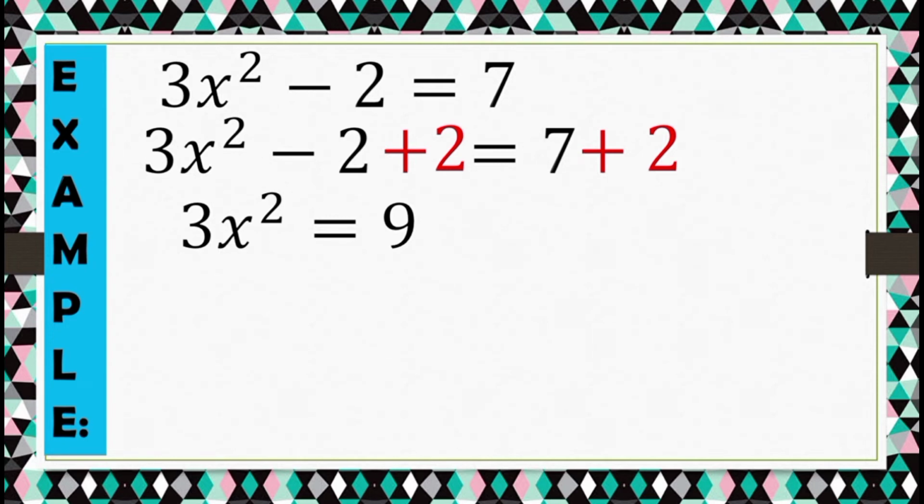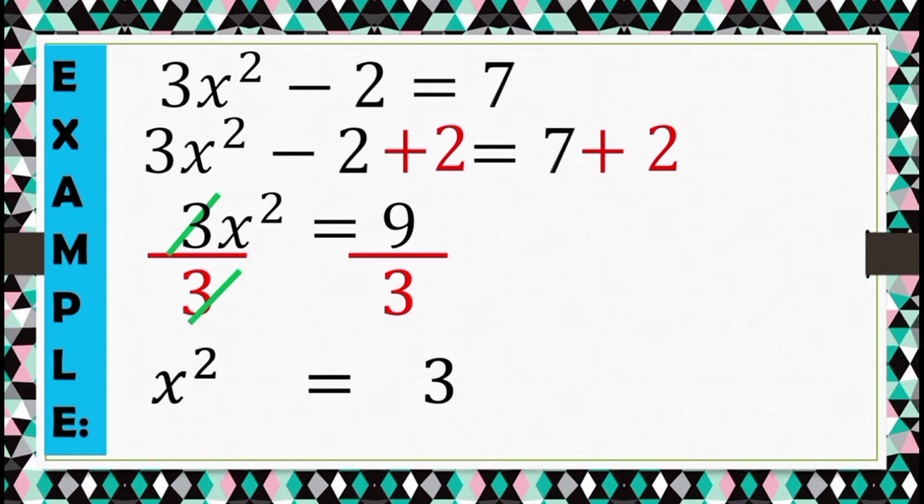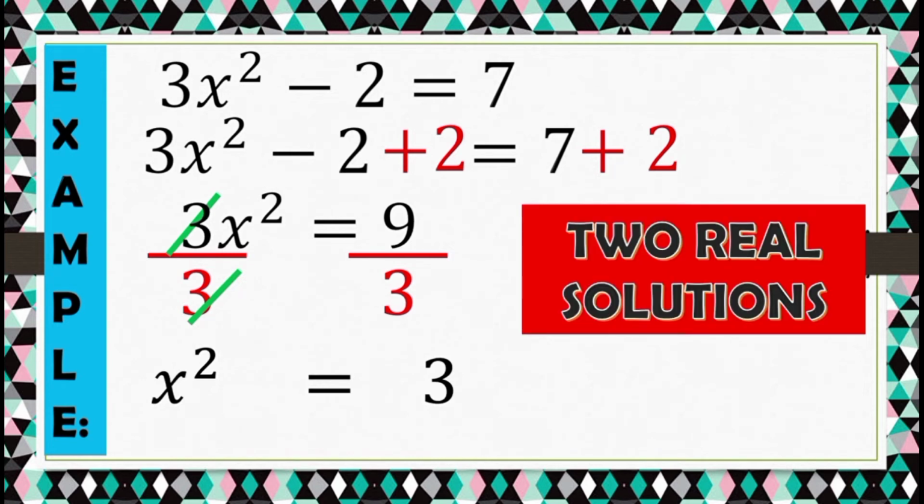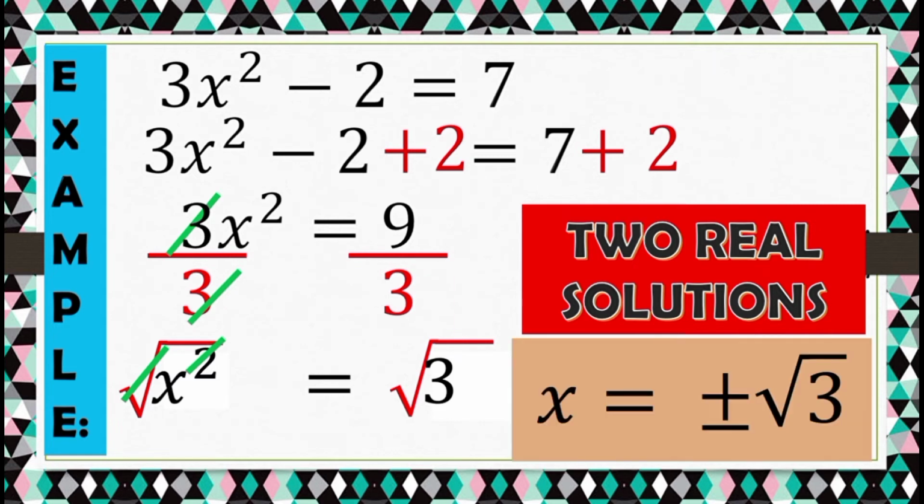This form is not yet written in x squared equals k form because we still have 3 as the coefficient of our quadratic term x squared. So we need to divide both sides by 3, obtaining x squared is equal to 3. In this form, 3 is our k, and k is greater than 0, so we are expecting to have two real solutions. So applying extracting square roots, x therefore is equal to positive negative square root of 3.